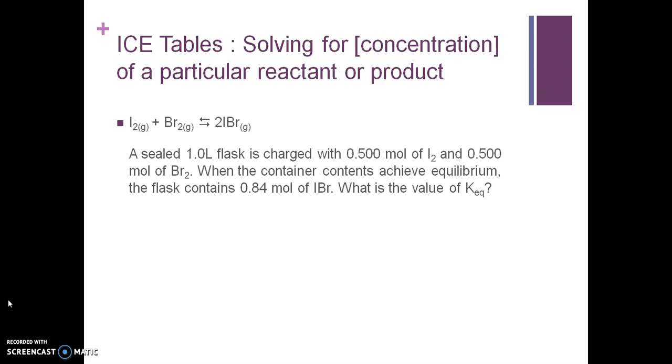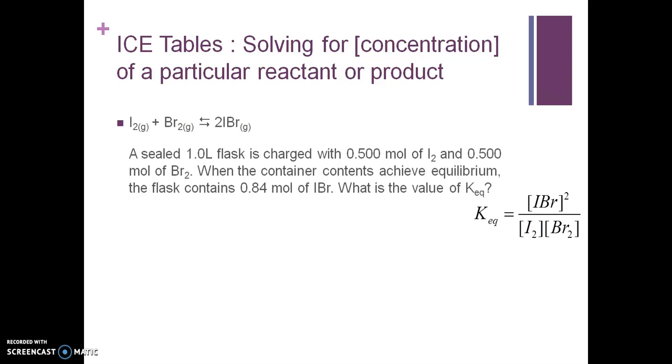So in this problem, we have iodine and bromine, and it goes to iodine bromide. All right, and it's saying we started off with 0.5 moles of iodine and 0.5 moles of bromine, and we know that when the container achieves equilibrium, the flask is going to have 0.84 moles of iodine bromide. All right, so we set up our ice table.